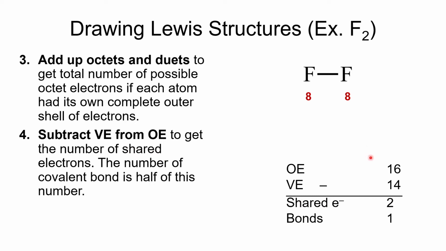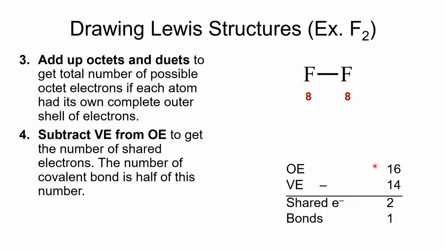This little math trick that I just showed you works for 99% of Lewis structures. It doesn't work for everything, and I'll show you examples of when that doesn't work, but I'm going to show you more examples of when it works first. So we subtract the valence, we got the shared, and then we divide by 2 to get the number of bonds.